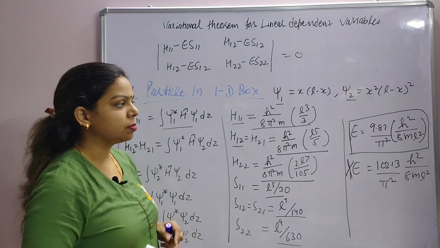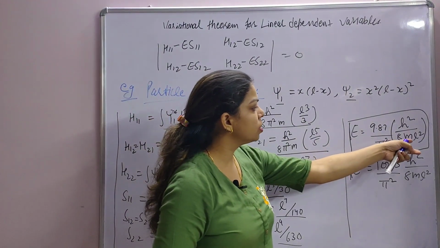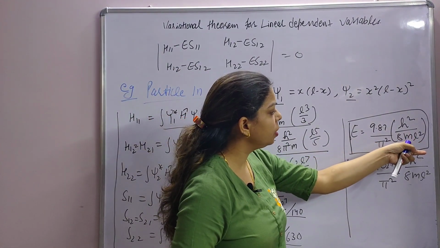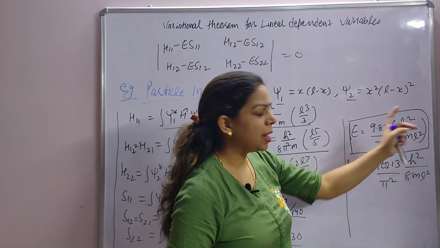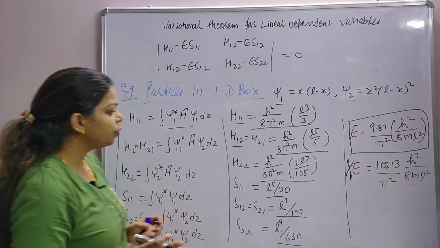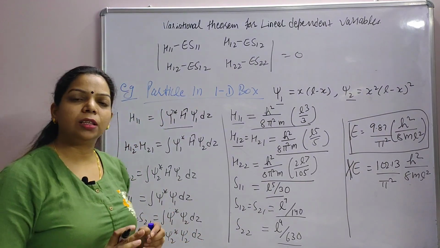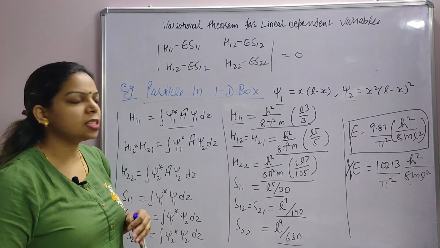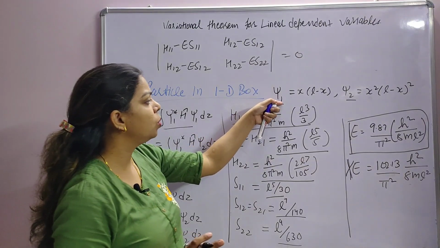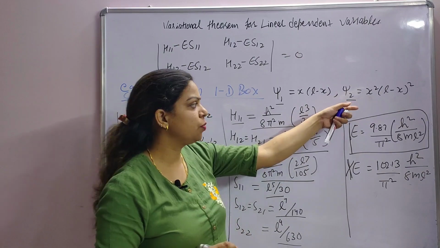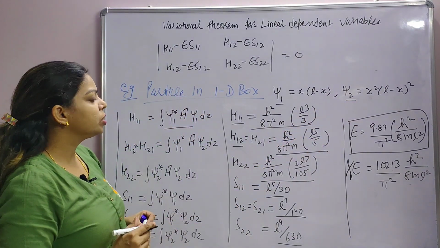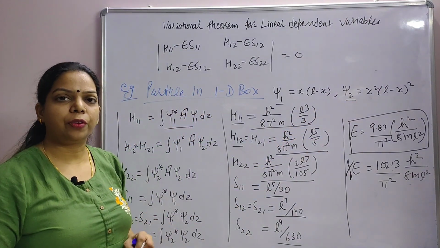This will be the possible value for the 1D box system. Here the terms have their usual meaning: mass of the particle, length of the box, Planck's constant. So this way you can apply the variational method to solve for any system, provided these two functions are given, or you must assume these functions, and you can solve for energy and wave function.